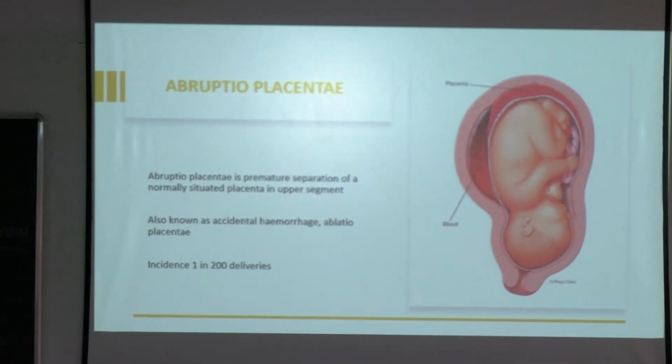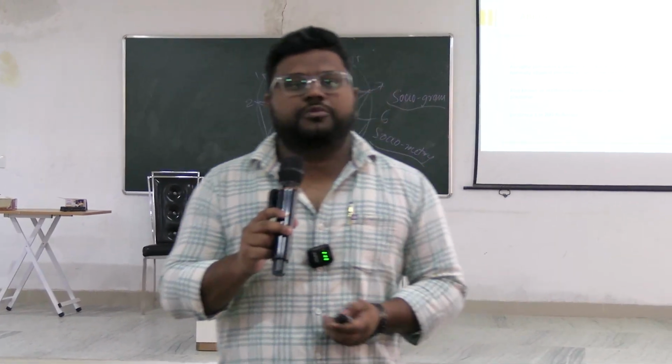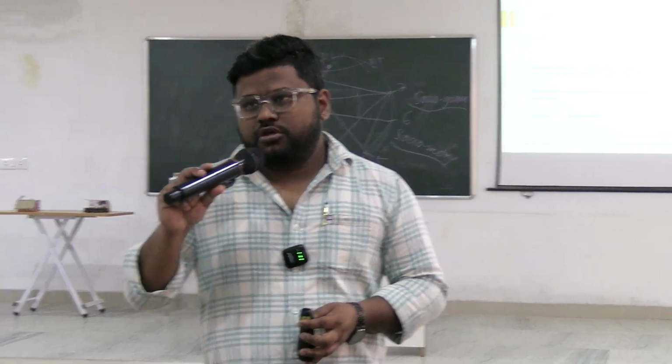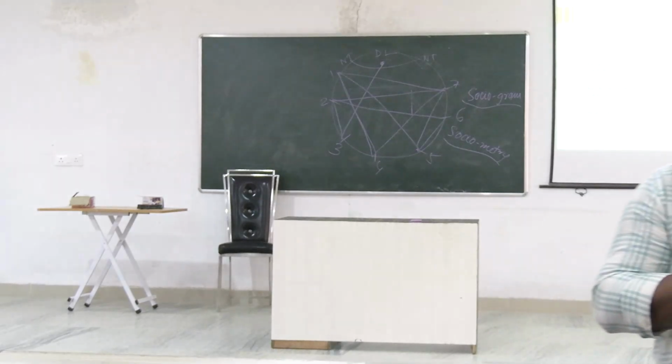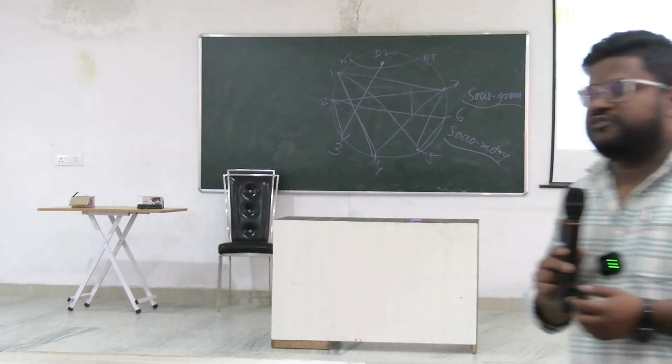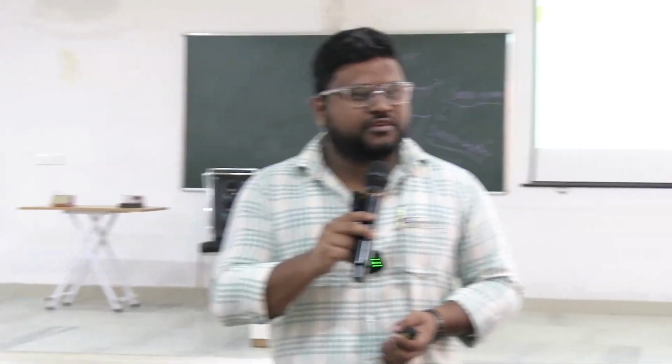The next point is the abruptio placentae. What is abruption? Premature separation of a normally located placenta. Normally, when a placenta is not in the lower segment, the placenta is in the upper uterine segment, but it is separated before delivery. When is the normal time of separation of a placenta? More specific? When is the normal time of separation?